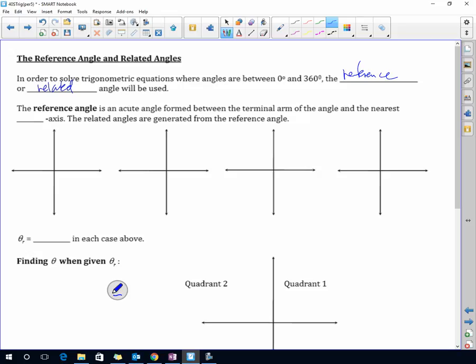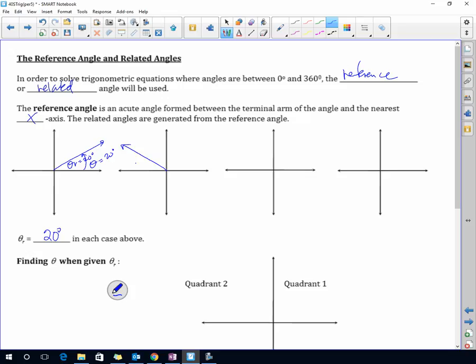For example, say my reference angle is 20 degrees. I'm just making this up. We're saying it's 20 degrees. So where would it be in the first quadrant? Well, what's kind of neat about the first quadrant is that's also what my related angle is. They're the same. Okay, so now if I draw my reference angle in the second quadrant, theta r equals 20 degrees, what would my related angle be in that quadrant?